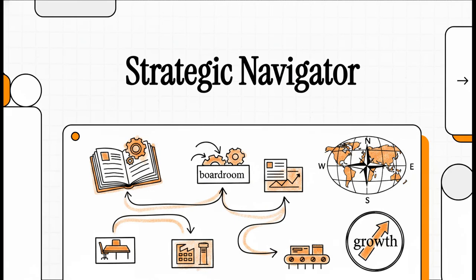Welcome to This Explainer. Today, we're diving into what is essentially the central nervous system of any modern business, management accounting. We are moving way past the basic tallying of historical receipts to unpack the strategic playbook that drives real-time decisions, from the factory floor straight up to the boardroom.